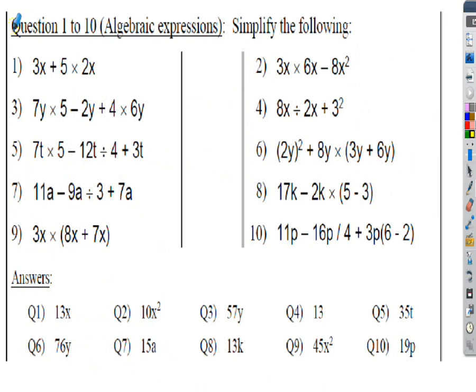I'm going to leave you with questions 1 to 10 shown here. These relate to algebraic simplifications. So questions 1 through to question 10. I would strongly encourage you to stop the presentation and attempt these 10 questions, noting that the answers are given in the table below.